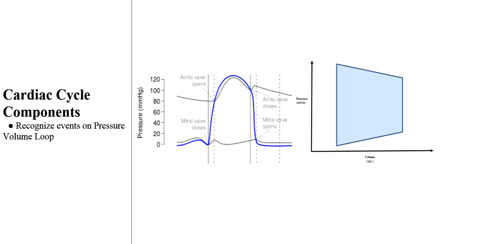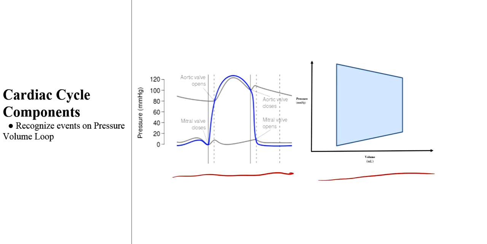This diagram is labeled cardiac cycle components. The reason for this diagram is because there are so many test questions that test this exact thing. So let's go through it. What you want to do is match the things that happen on here on the flow volume loop or the pressure volume loop.